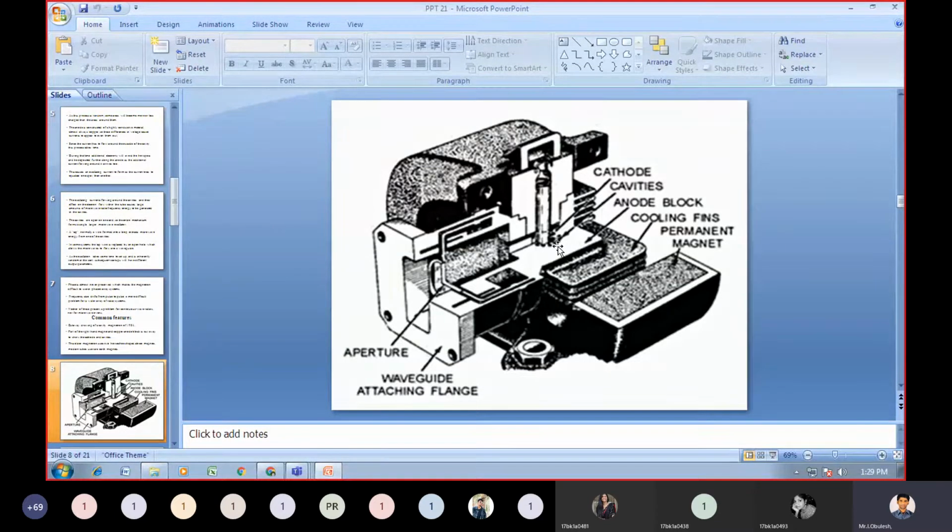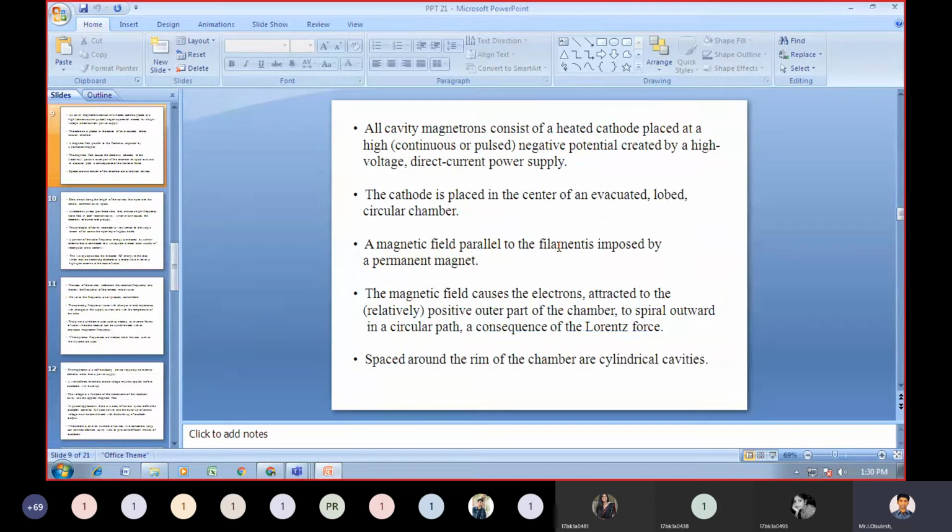Coming to the features, all cavity magnetrons consist of a heated cathode which is placed at a high negative potential, created by a high voltage direct current power supply.